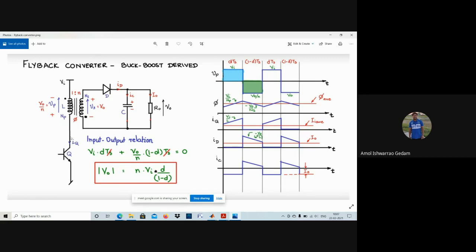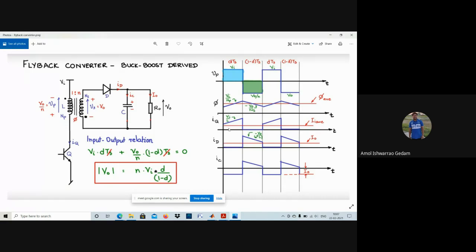So when the switch is on, flux will be increasing. From the formula E is equal to N d phi by dt, we will get the flux linkages as Vi by Np. In case of discharging time, this flux will decrease, so that will be minus V naught by Ns. Okay, and it will follow the pattern.